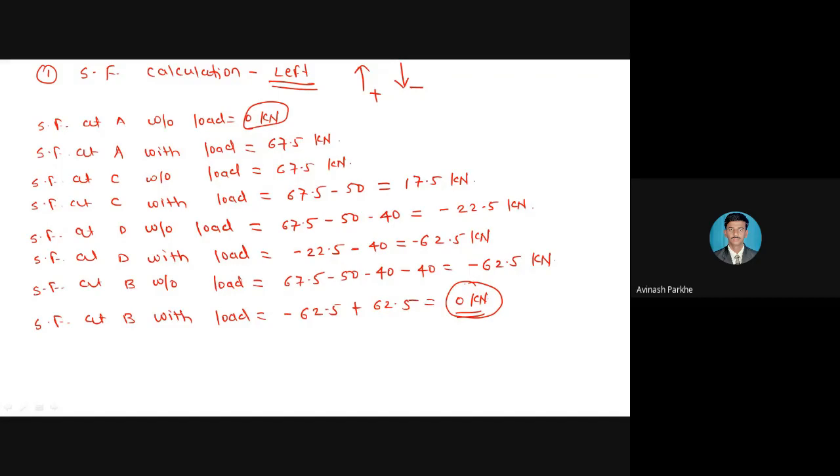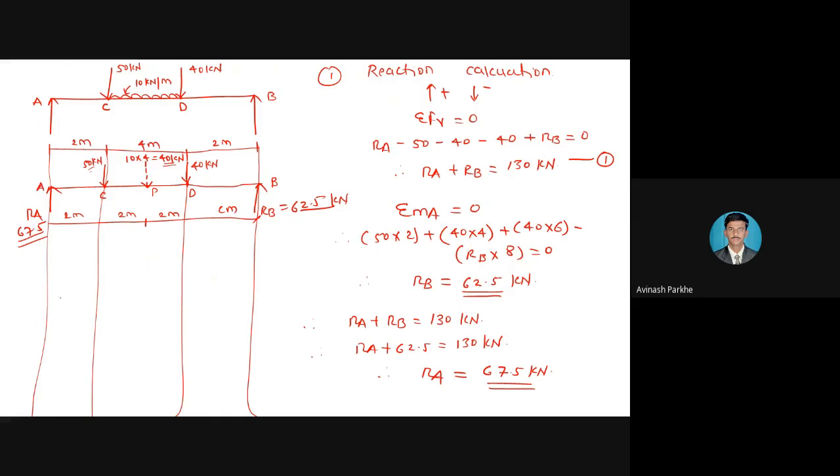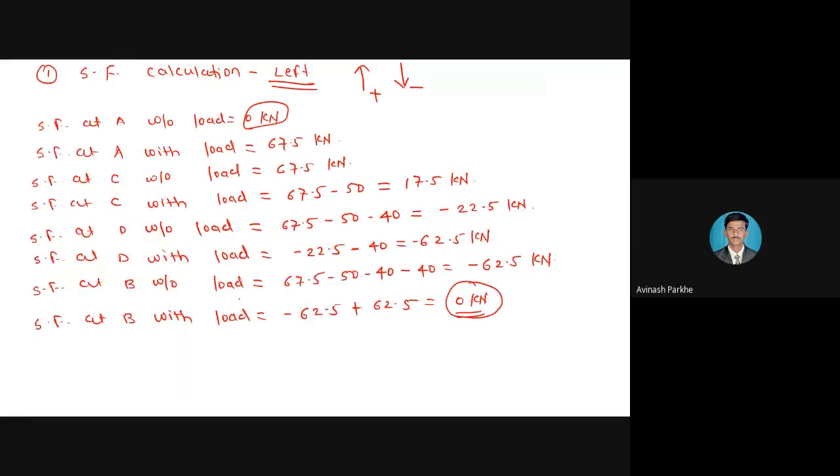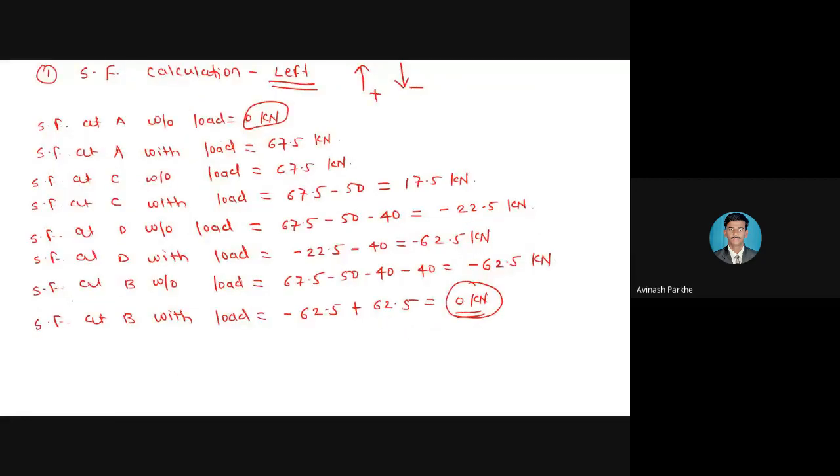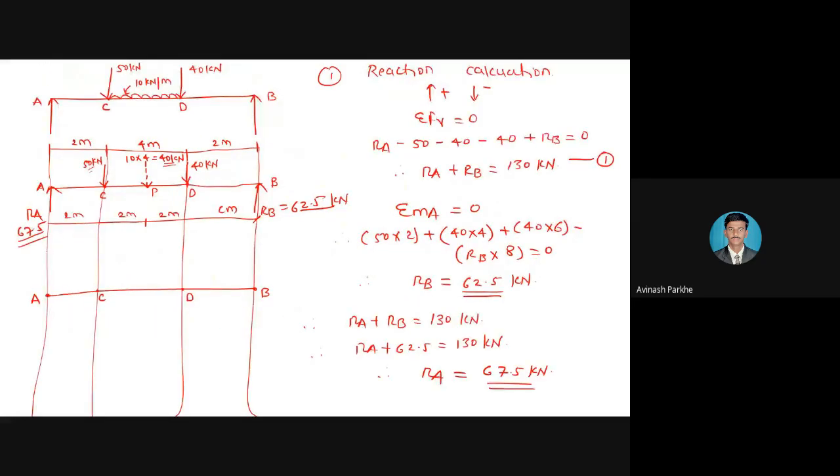Yes, now go for the SFD. This is point A, C, D, and B. Shear force at point A without load, 0. This is the 0 line. Shear force at point A with load, positive value is there. So this is positive value. How much? 67.5 kilonewton.